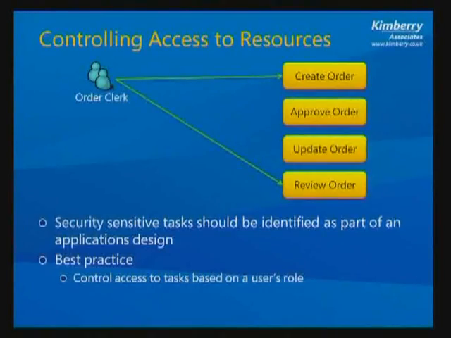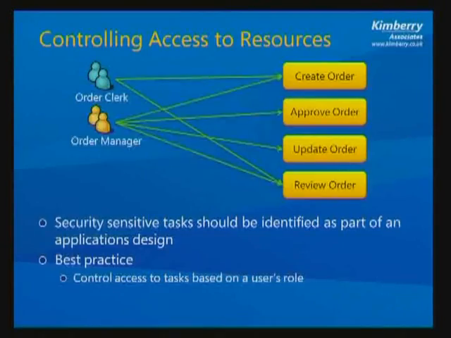Now, somehow, the developer of the application has to do an authorization check. So we need to know that somebody is in a particular role and they're actually allowed to do those two operations. Then you might have an order manager that's allowed to do absolutely everything. And then you might just have an auditor, which is allowed to review the orders themselves. And that's what we want to end up with.